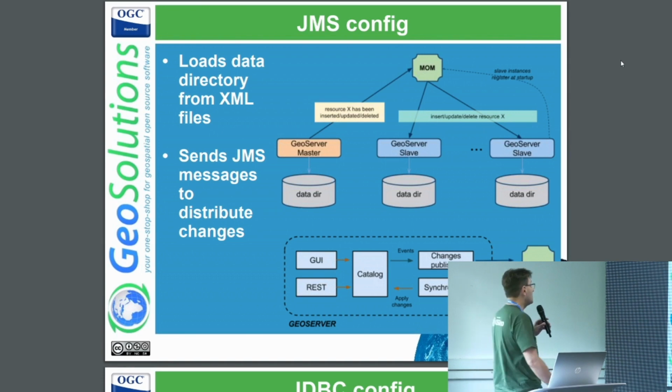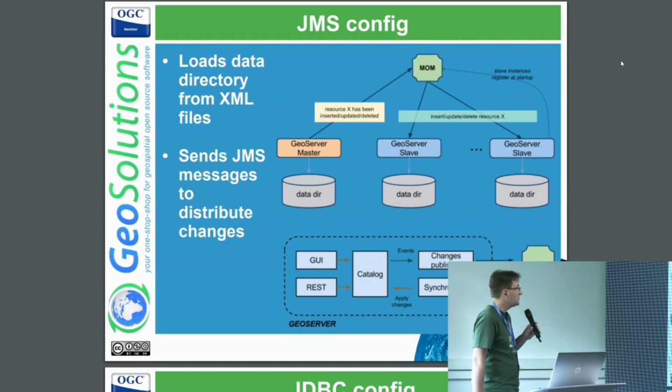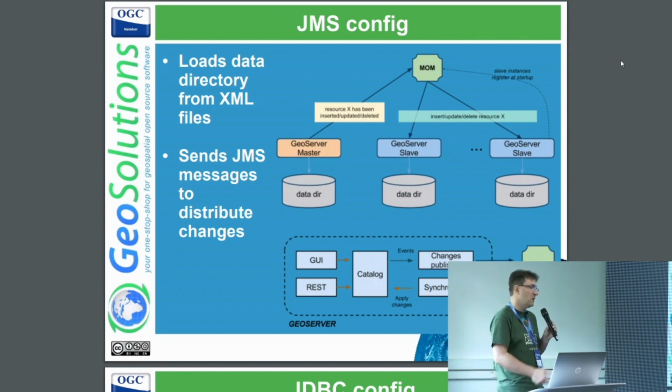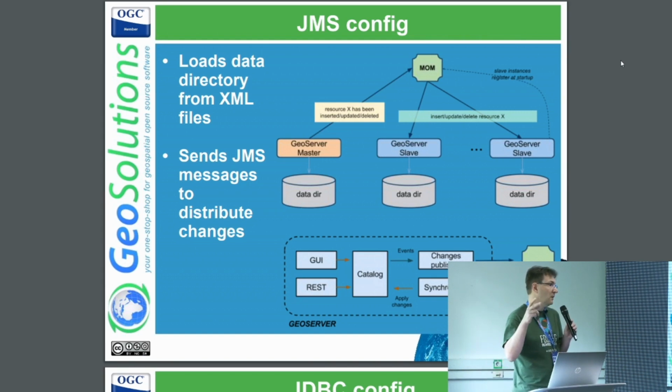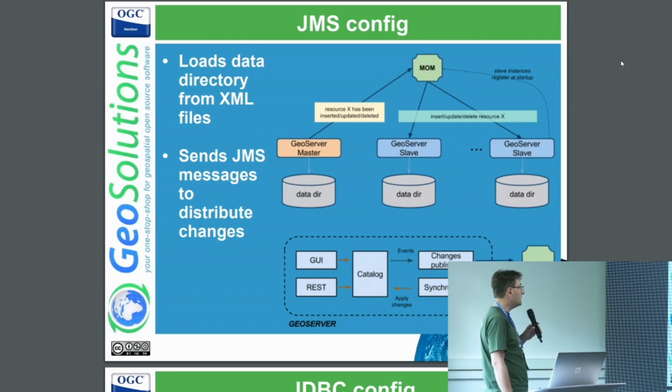JMS config works by message passing, by means of JMS. There are different possible topologies, but the idea is that you make a change in one node, it sends a JMS message to a JMS server, which spreads it to the other nodes, and the other nodes are applying it and synchronizing themselves to the main configuration.